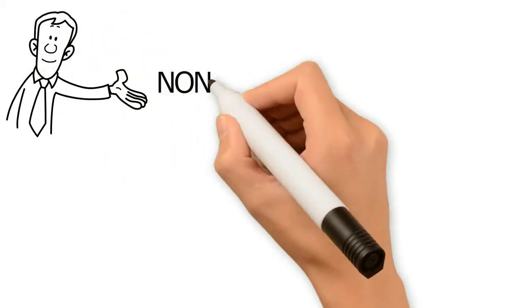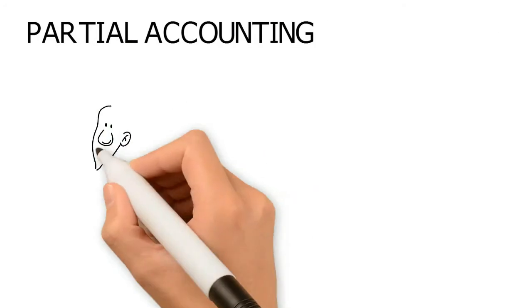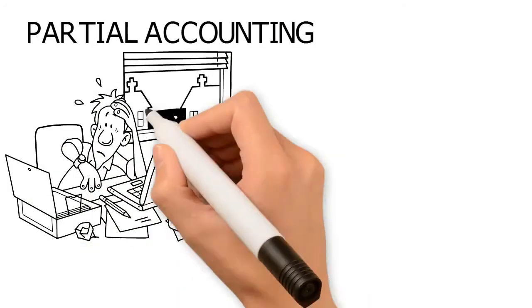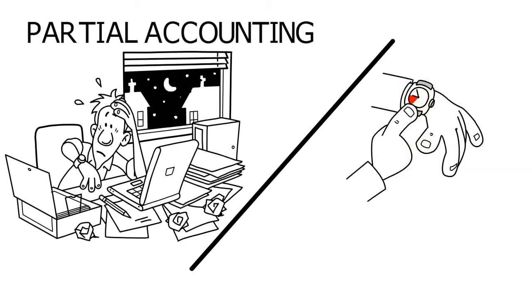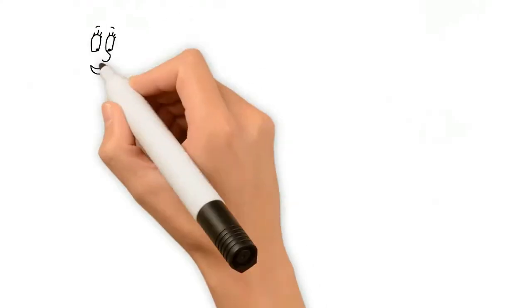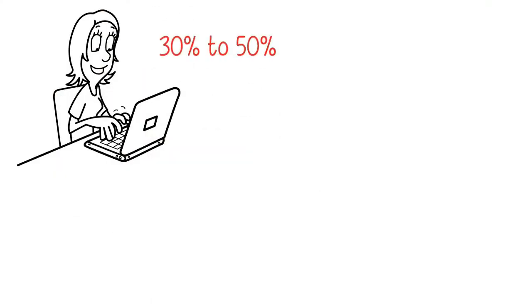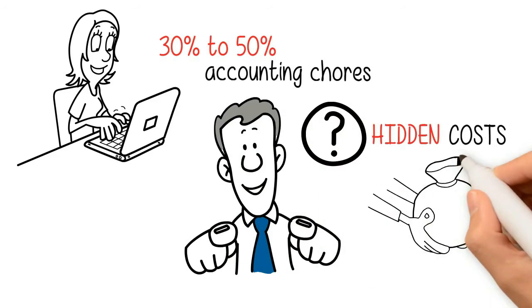Many smaller enterprises are using non-accounting staff to keep partial accounts in Excel. Partial accounting is time-consuming and causes stress to admin staff. It also takes away many valuable man-hours from the admin staff. Hence, it represents a hidden cost to the boss. Typically, your admin girl spends 30% to 50% of her time on accounting chores. Can you imagine how much hidden costs you carry every year?